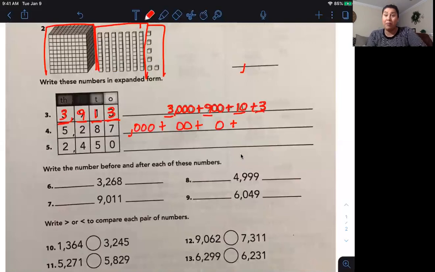All right, I'm giving you big time clues right now. So you're only going to fill in the numbers as you see them. 5,000. So what goes here?